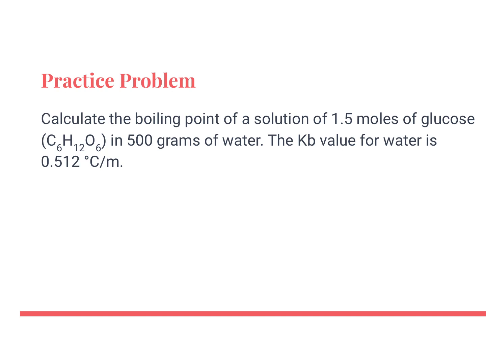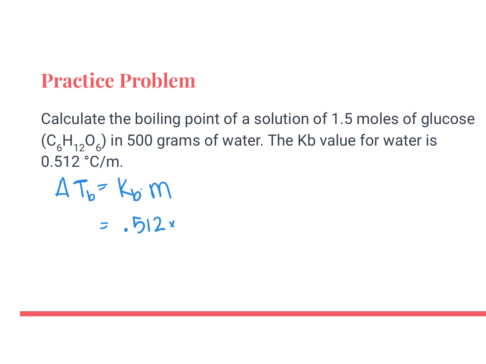Okay, we're going to calculate the boiling point of a solution of 1.5 moles of glucose and 500 grams of water, and then the Kb value for water is 0.512. So to calculate the change in boiling, it's just that Kb times m. So this is the equation we're using. Kb is the constant, so that number is always given to you. So Kb is 0.512.